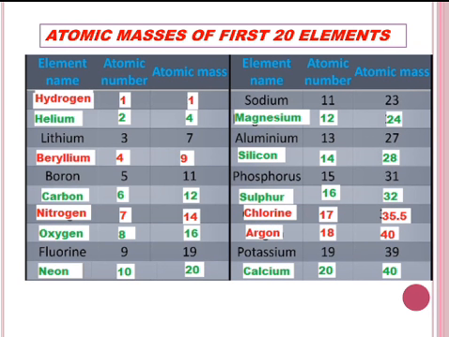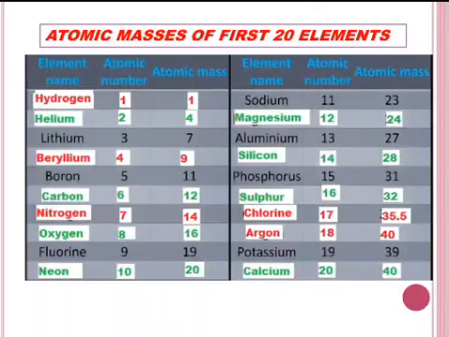Just revise what you have to do: if the atomic number is an even number, you just double that number, and you will get the atomic mass of that element. And if the atomic number of the element is odd, you just double the number and add 1 to it, and you will get the atomic mass of that particular element.